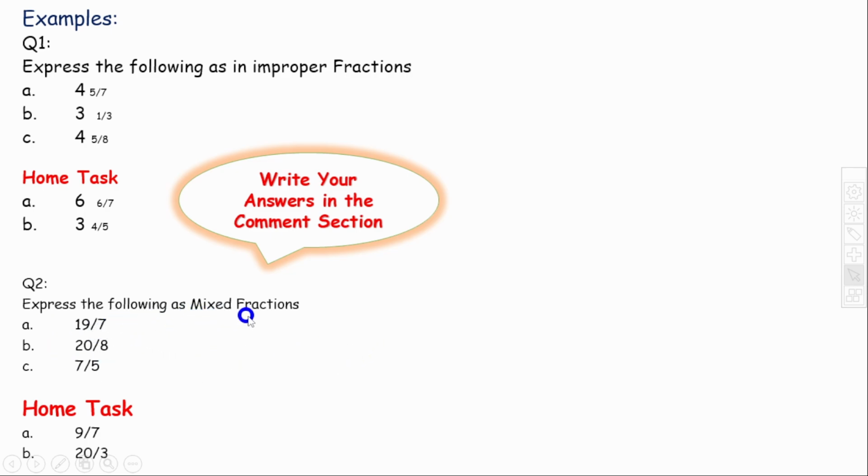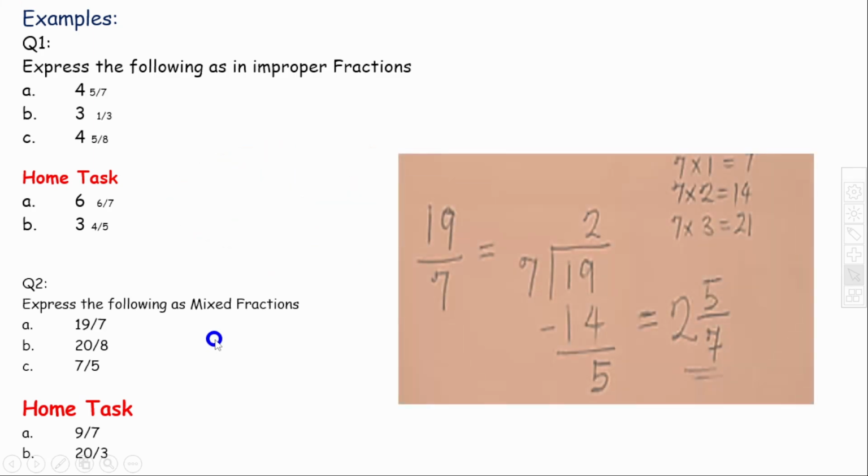Next, let's go to the second example. Express the following as mixed numbers. You can see we have improper fractions here because the numerator is greater than the denominator. They are called improper fractions. Now let's try to convert them to mixed numbers. How do we do that? We use the division method. 19 all over 7 is equal to, you draw the division sign. This is a division sign. You write 19, which is the numerator, inside and you write the denominator outside.